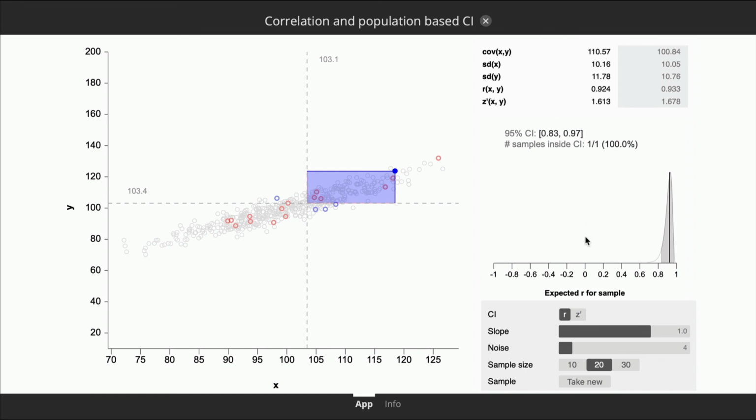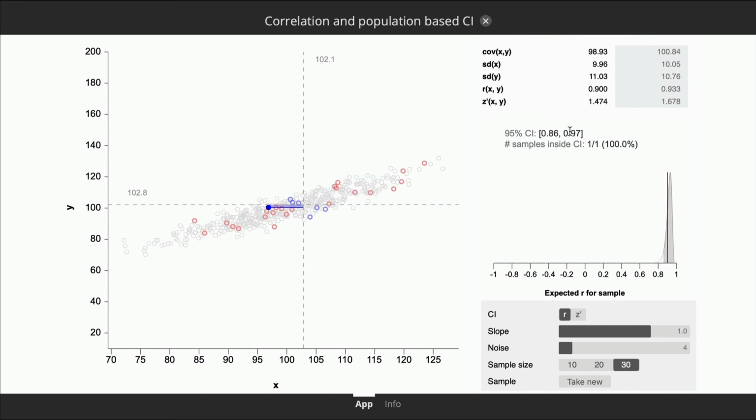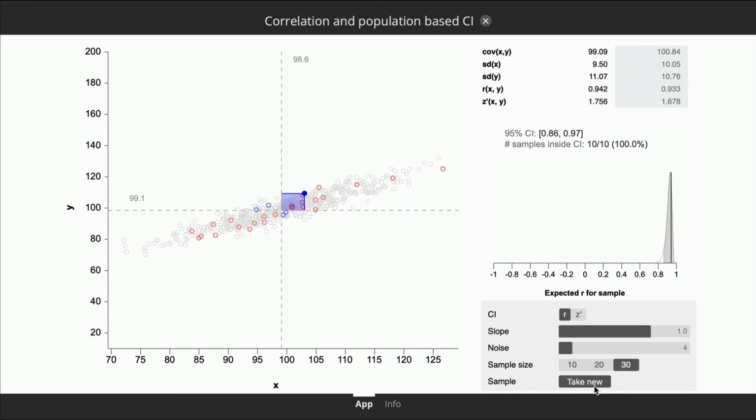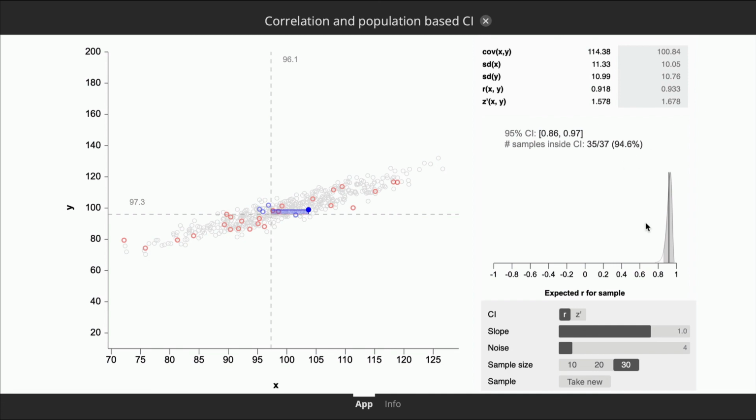So if you take a new sample, then if I make it 30, it's even smaller. So now you can see that if I take a new sample, most of the time we match this interval. Again, 95% of the time, because that's the way I compute the interval based on 95% confidence level. 5% of the time it will be outside, but the interval itself is very narrow. Okay. So this is how it works for correlation.